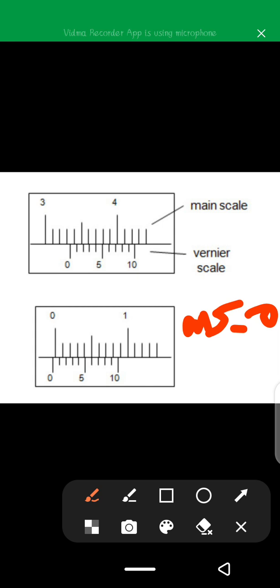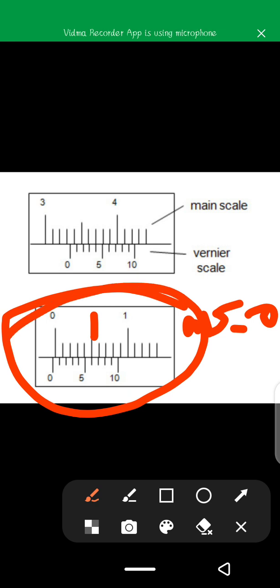That should be that line. So that's 6. Don't forget that each division is 0.1 millimeter, so that would be 0.1 millimeter times 6, which is 0.6 millimeter. When you add your 0 from your main scale, because converting 0 centimeter to millimeter is still 0, plus your reading on your vernier scale, which is 0.6, you have 0.6 millimeter to be your reading for this vernier scale. I hope you understand that.